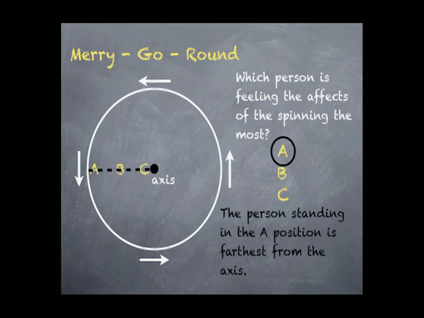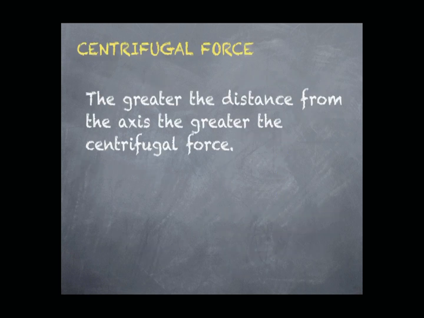A. The person standing in the A position is farthest from the axis. They are feeling the effects of centrifugal force the most. The greater the distance from the axis, the greater the centrifugal force is felt whenever any object is spinning.